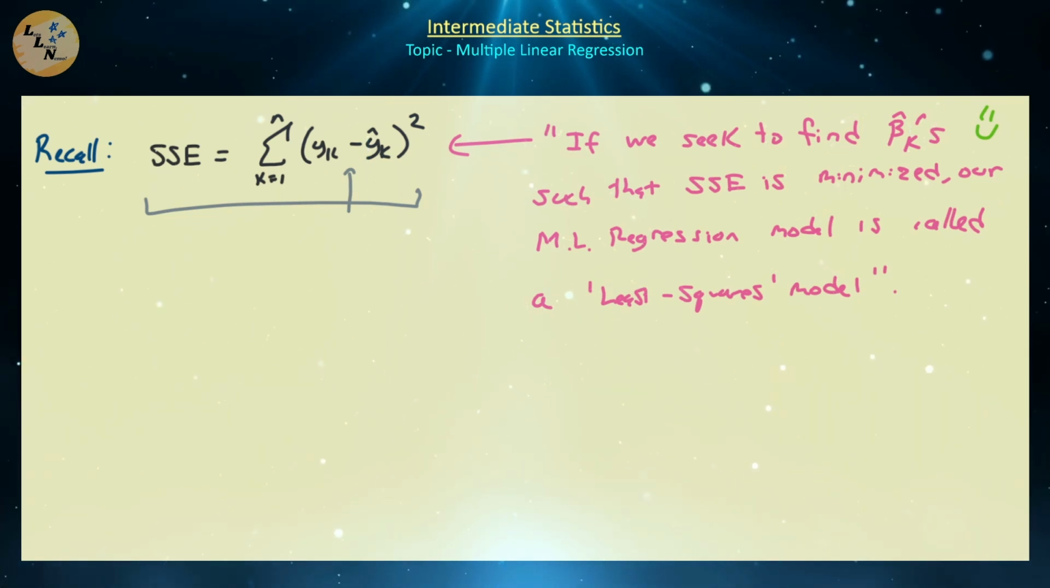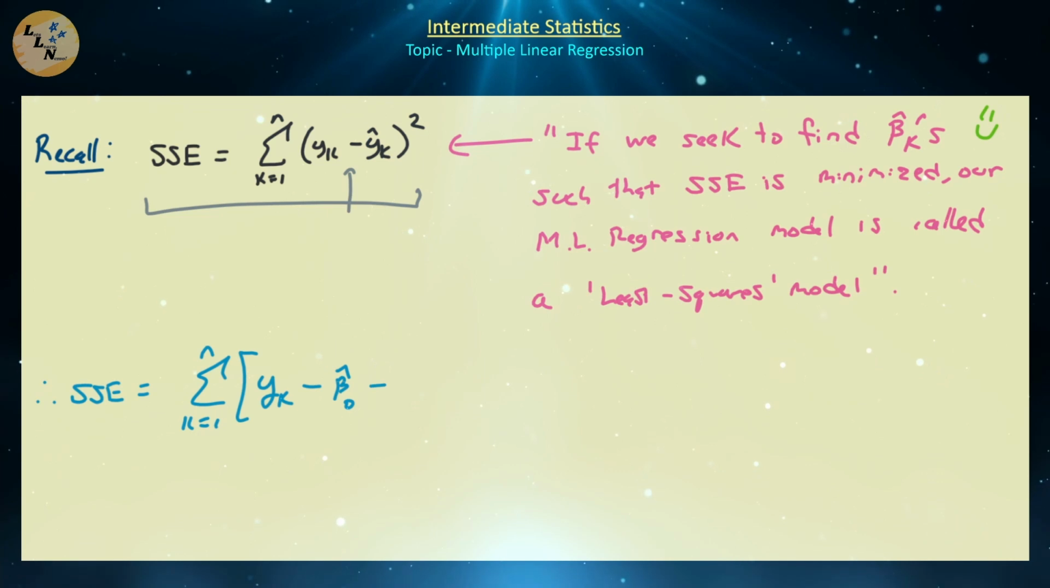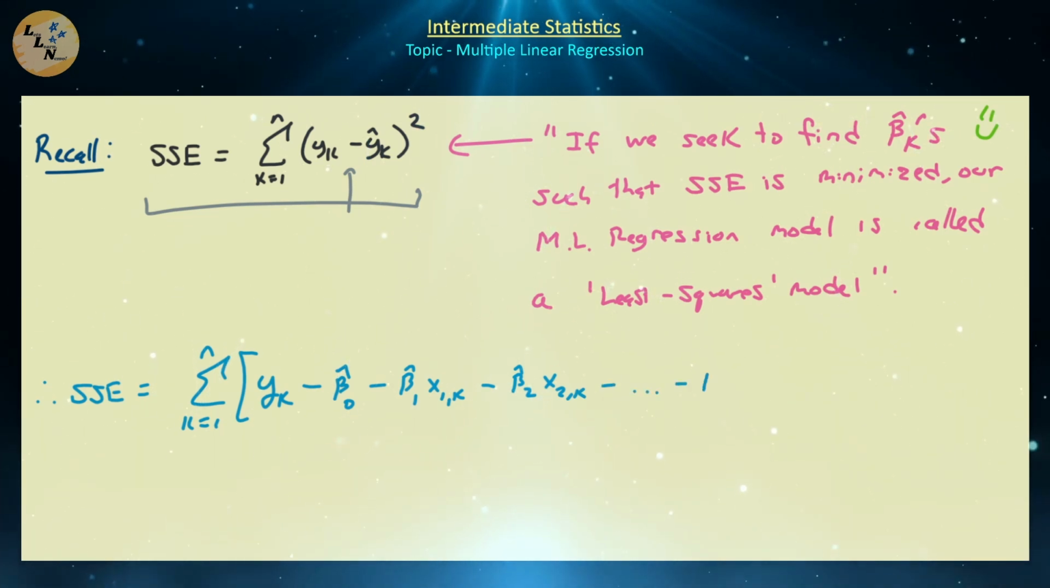So if we were to expand this to see what it looks like in the multiple linear regression realm, it would look like the following. It's going to be, again, the sum from k equals 1 to m of the actual response value minus the predicted value. So that's going to be, for example, beta hat 0, minus beta hat 1 times x1k, the first value of the kth response, minus beta hat 2 times x2k, the second value of the kth response, all the way down to beta hat p times xpk. So that's the pth value of the kth response, all of that quantity squared.